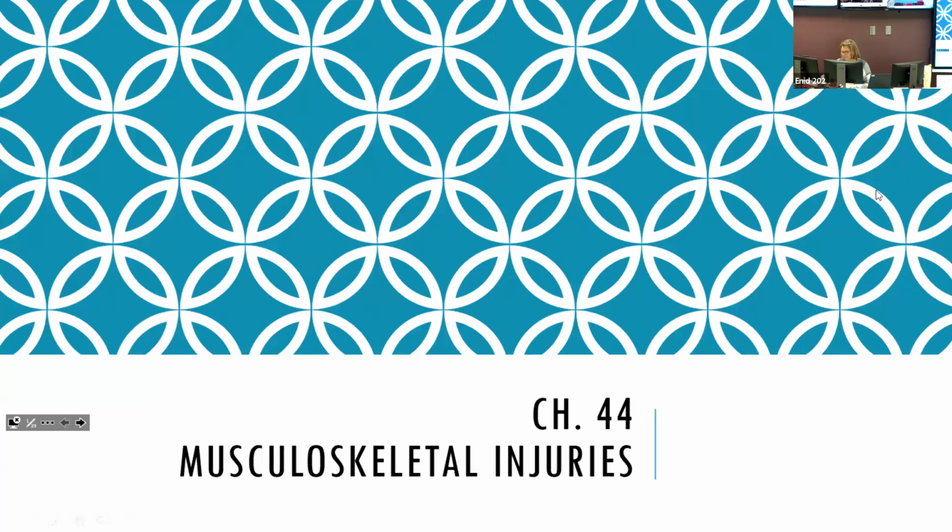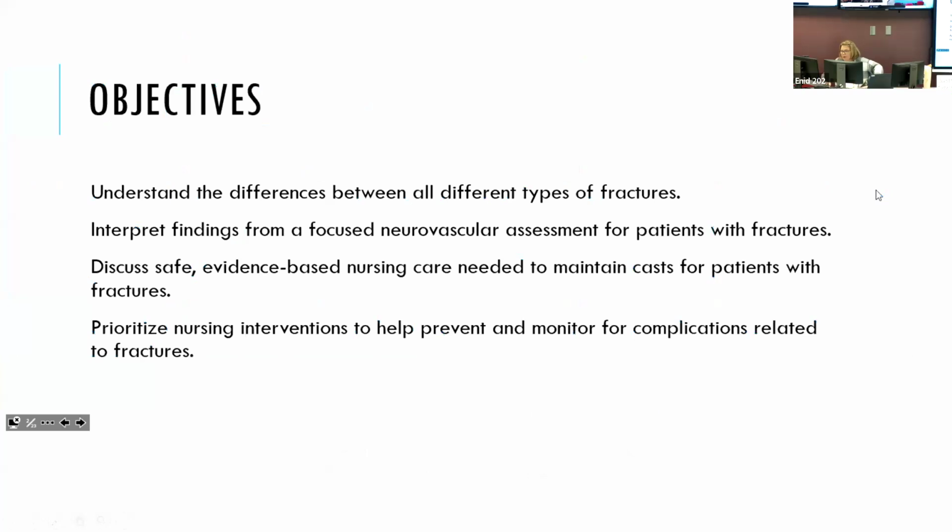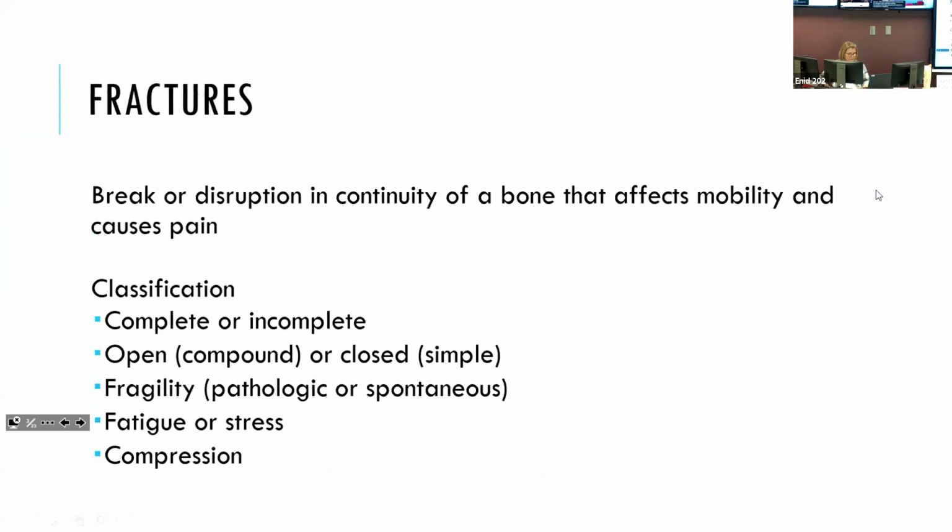All right. We're going to talk about the different types of fractures, how to interpret the findings, and how to assess for those things, discuss safe and evidence-based nursing care to maintain casts, and then nursing interventions that help prevent and monitor for complications related to fractures. As a school nurse, if any of you become one, you'll get very familiar with broken bones, most typically arms.